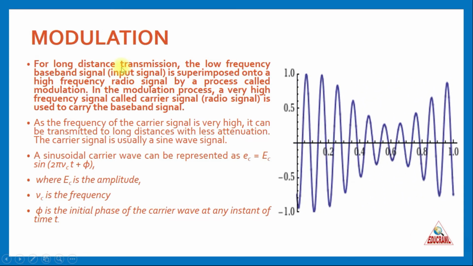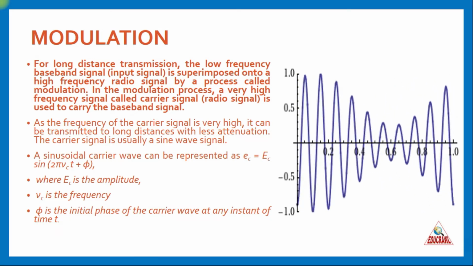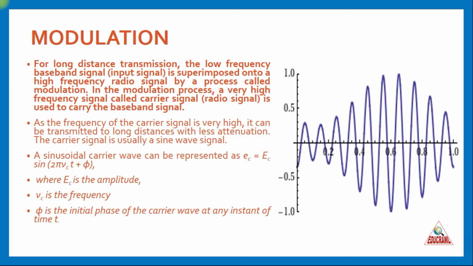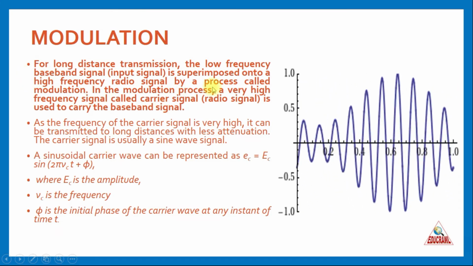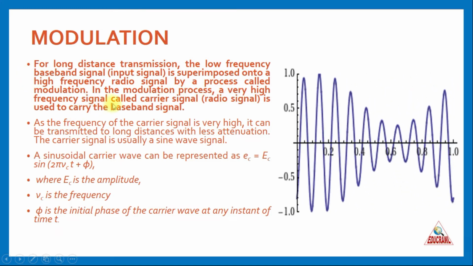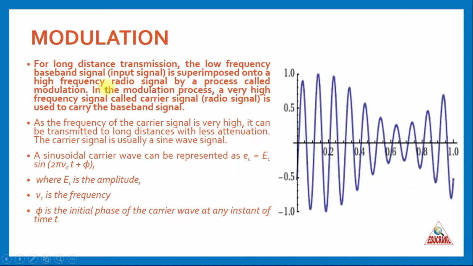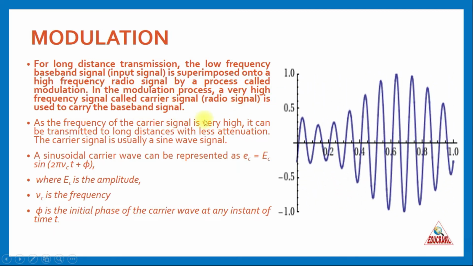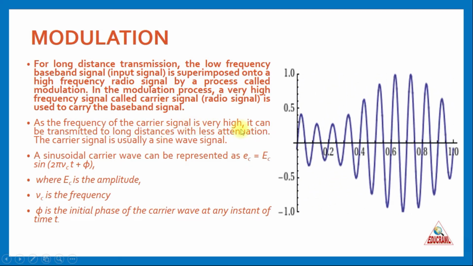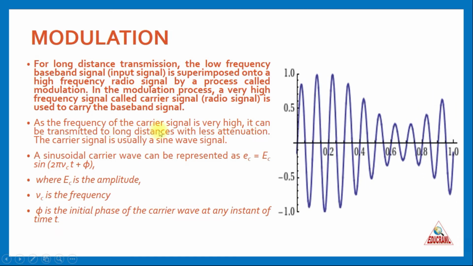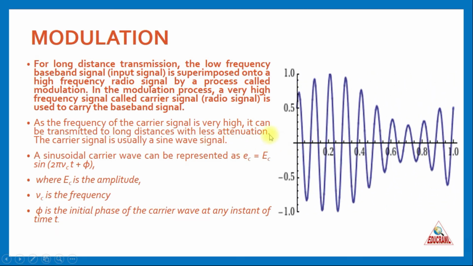For long distance transmission, the low frequency baseband signal, which is the input signal to be transmitted, is superimposed onto a high frequency radio signal by a process called modulation. In the modulation process, a very high frequency signal called the carrier signal, the radio signal, is used to carry the baseband signal. As the frequency of the carrier signal is very high, it can be transmitted to long distances with less attenuation. Attenuation means power loss.